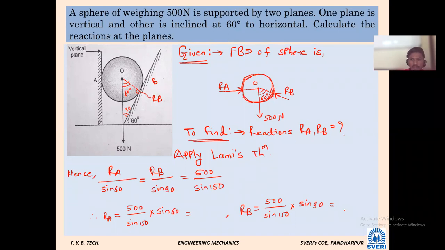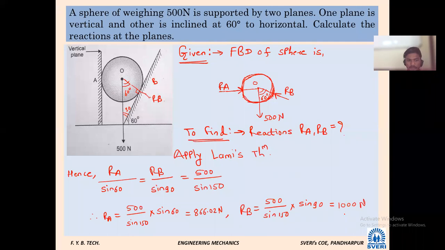Sakshi, what is the answer of RA? RA equals 866.02. Same, sir. Okay. Any other? RB is 1000.